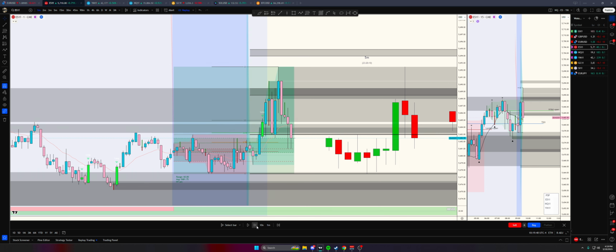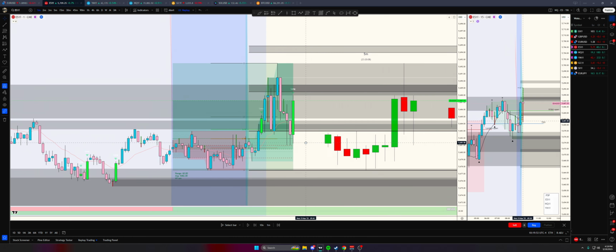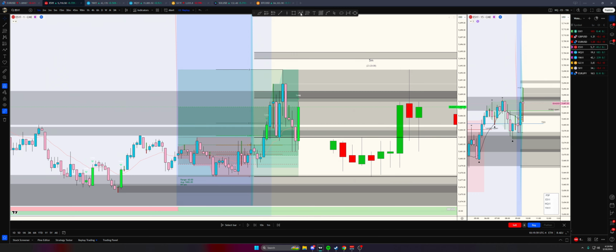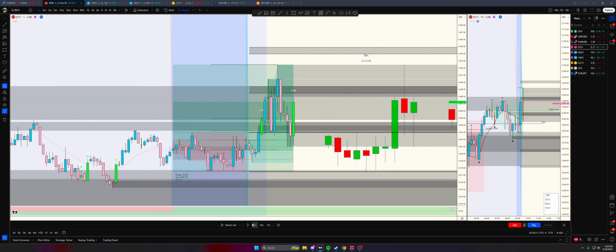Okay, broke that range, so we're not looking for longs anymore. Okay, we just got a long signal again. Still not looking at a trade. We're going to need price to reject off of our current fortification level just below. I was looking at this wick that we created right here as our new fortification for the top of the range.